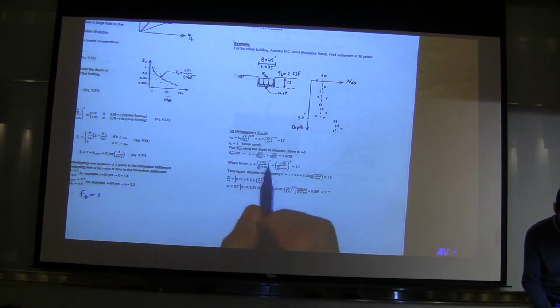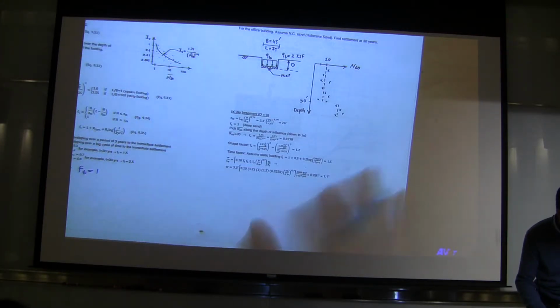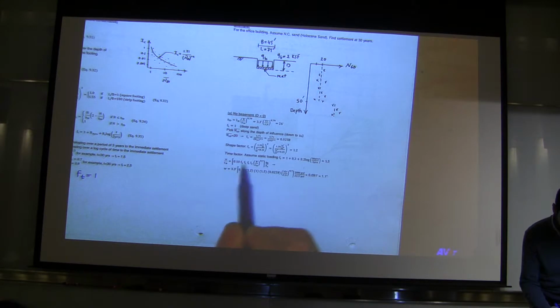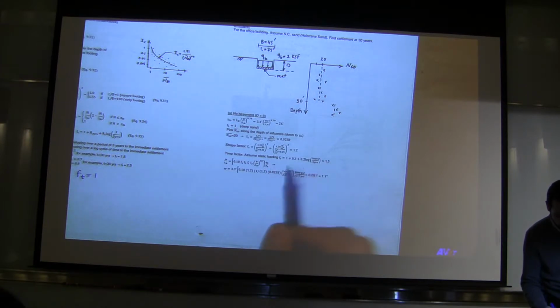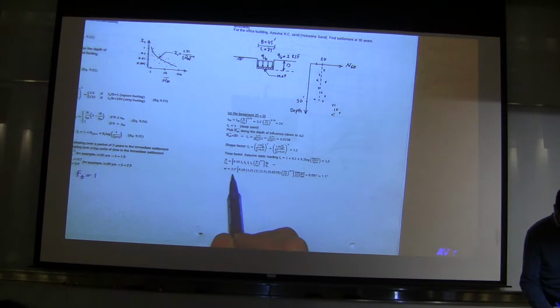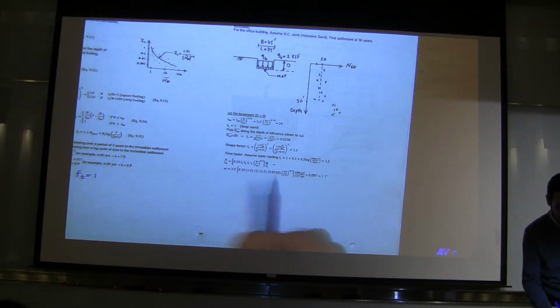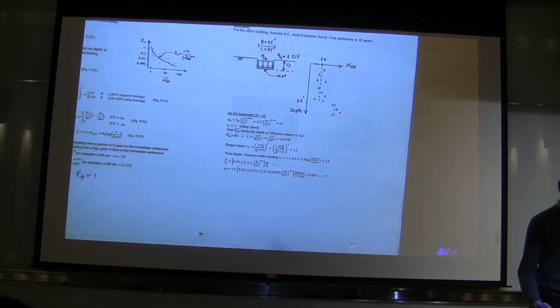Shape factor, you plug in L and B, you get 1.2. Time factor: assume that it's a static loading. It's an office building, so we assume a static load. You plug in all those numbers and you get 1.5. And then you plug them all into the equation. Which one of those three equations are we using here?